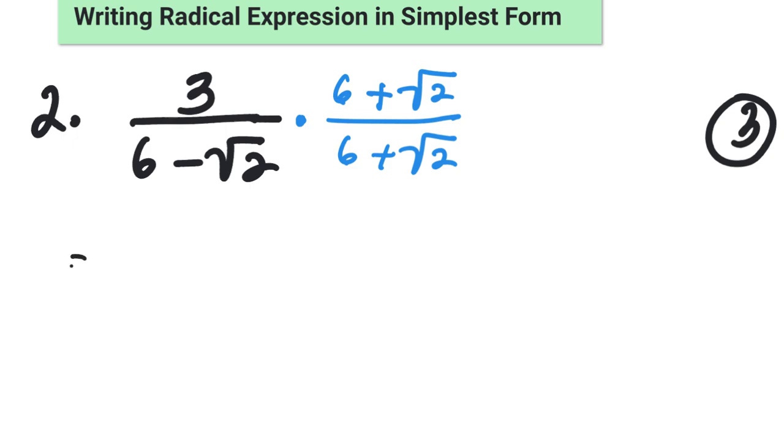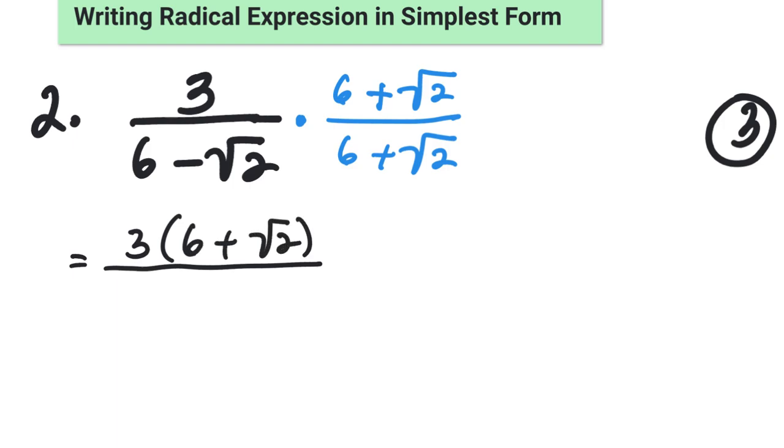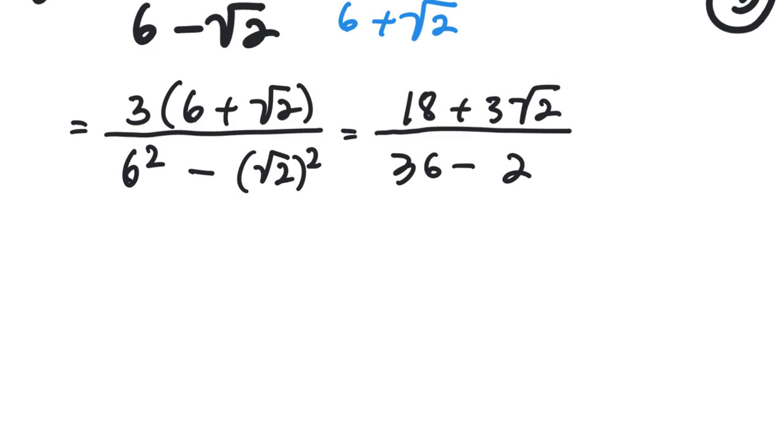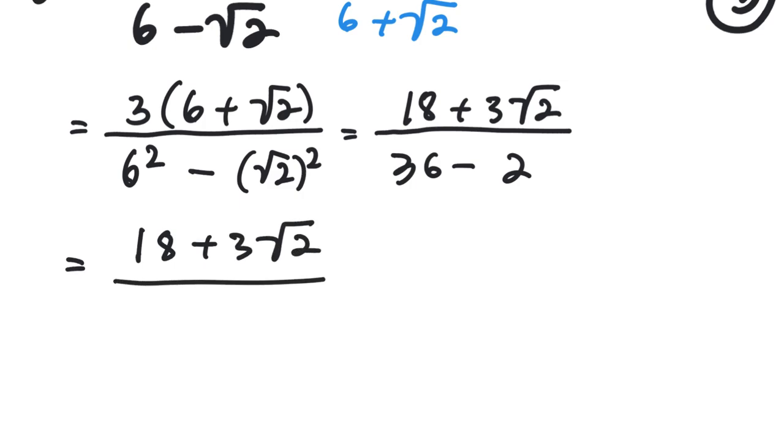Okay, so let's continue the process. That's going to give you 3 times 6 plus root 2, and then this is going to give you 6 squared minus root 2 squared. Continue here. That's going to give you 18 plus 3 root 2, and then 36 minus 2. Okay, continuing here, it's going to give you 18 plus 3 root 2 all over 36 minus 2, which is 34.